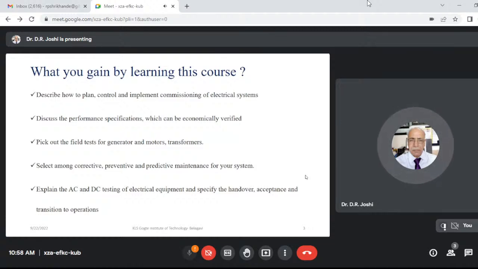Then select among corrective, preventive, and predictive maintenance for your system. This is the most important thing. Maintenance of these big machines is going to be a big challenge, and what care we are supposed to take and how to handle these matters will be dealt with. And lastly, explain AC and DC testing of electrical equipment and specify the handover, acceptance, and transition to operation. So different power supplies and how to deal with different equipments, their roles, and all those. This is what you are going to learn from this course.